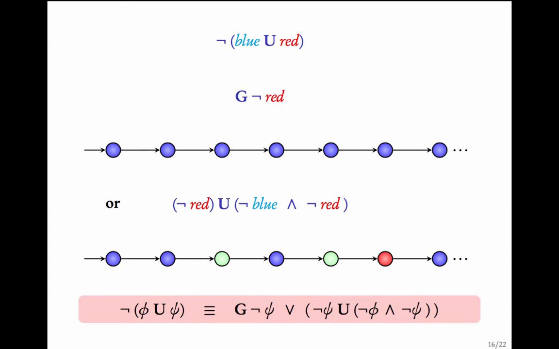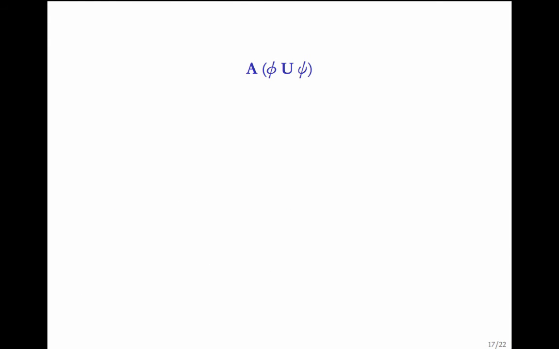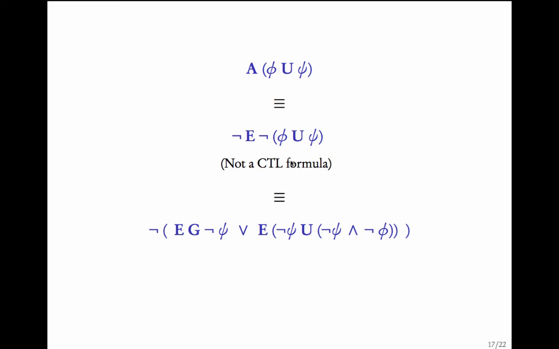Now, our goal was to rewrite A of phi until psi in terms of E. This is what we started off with. We wanted to write it as it's not the case that there exists a path which satisfies not of phi until psi. However, this was not a CTL formula. So now, knowing that not of phi until psi can be rewritten in a different form, we can use that. Okay, so what we need to say is that, see, this not is here.